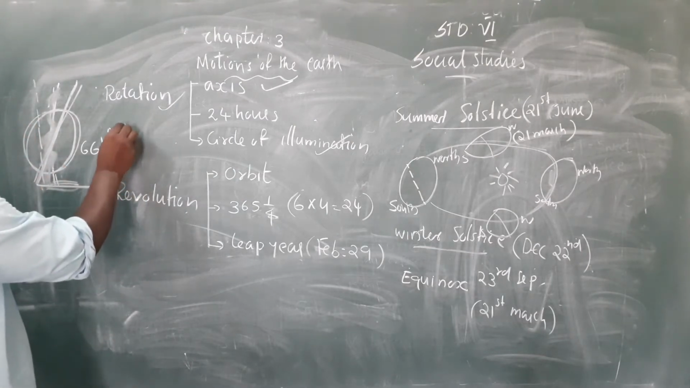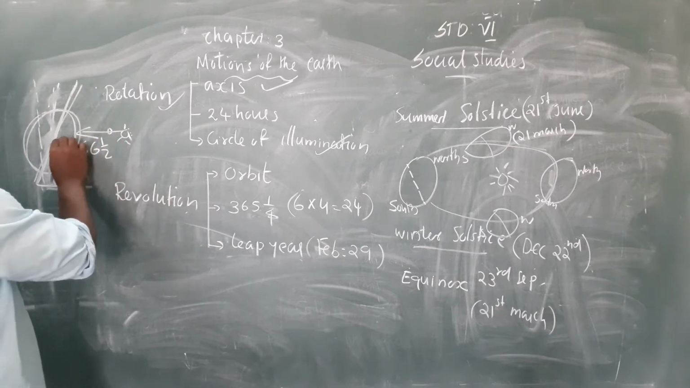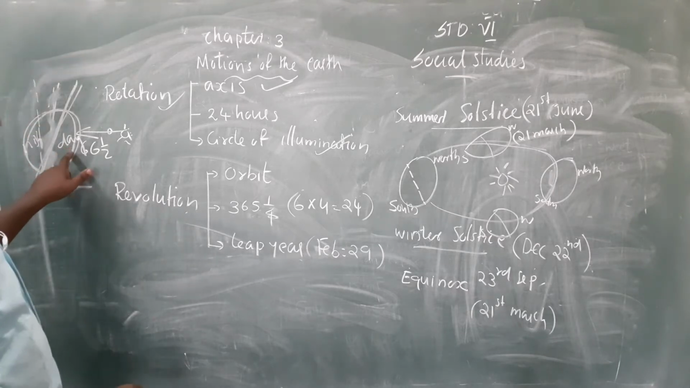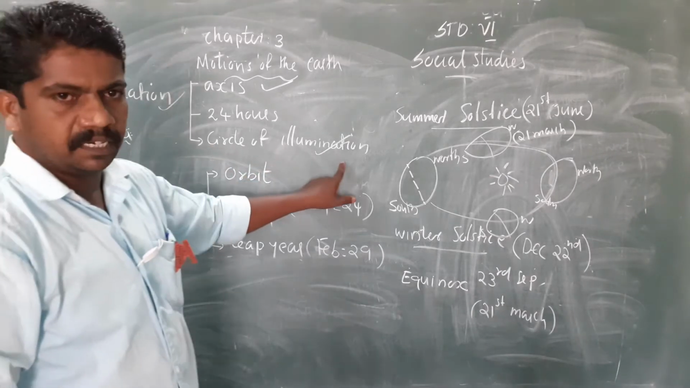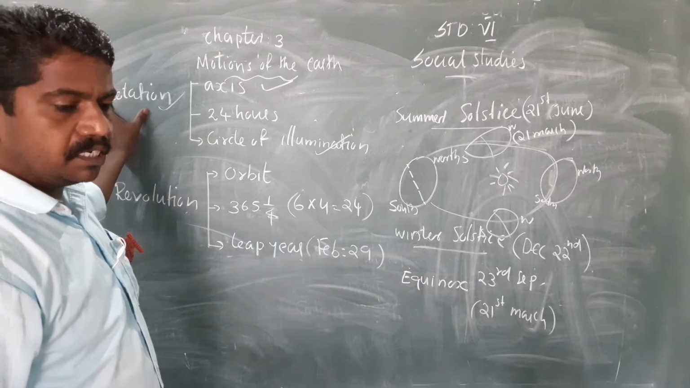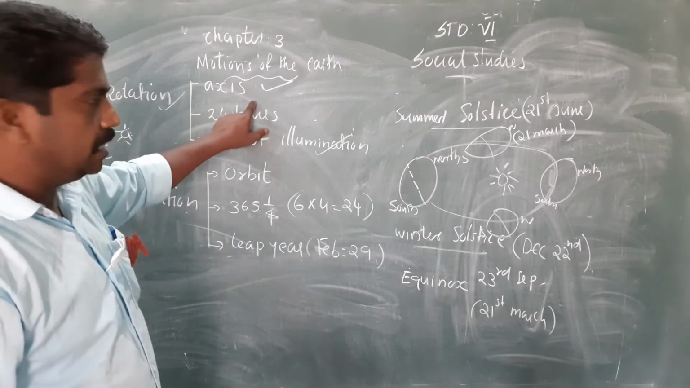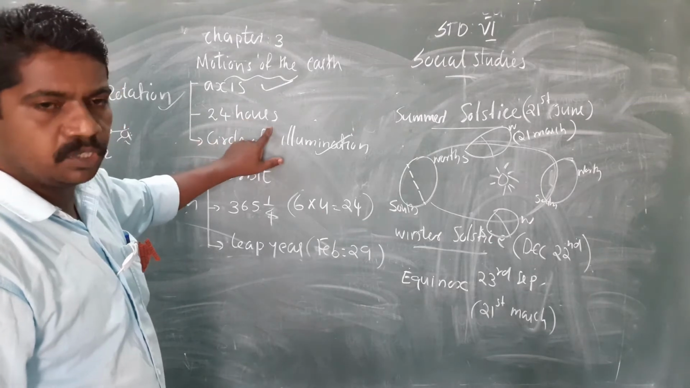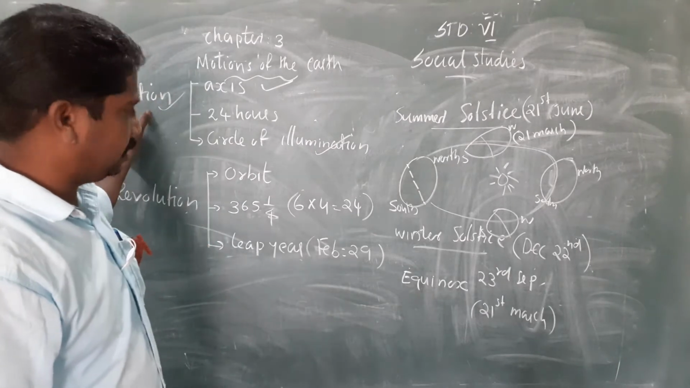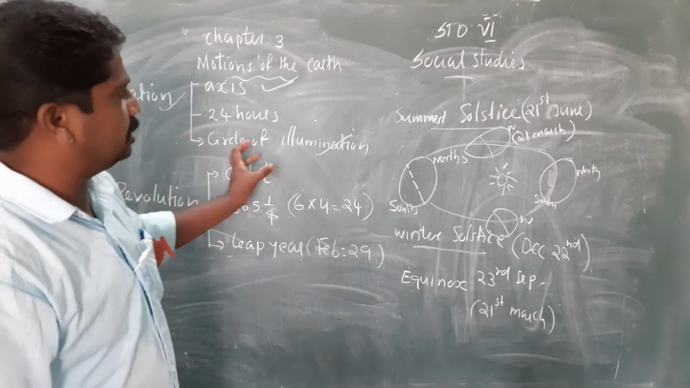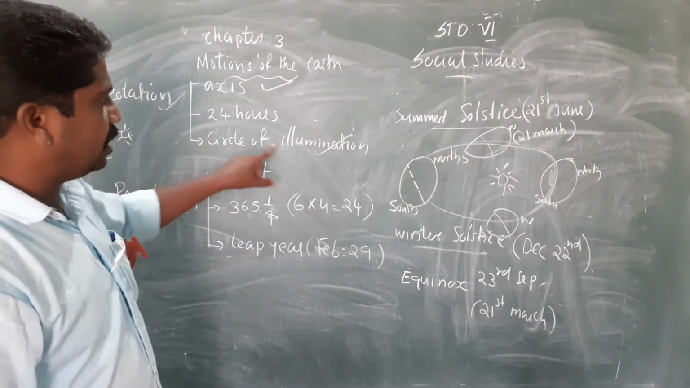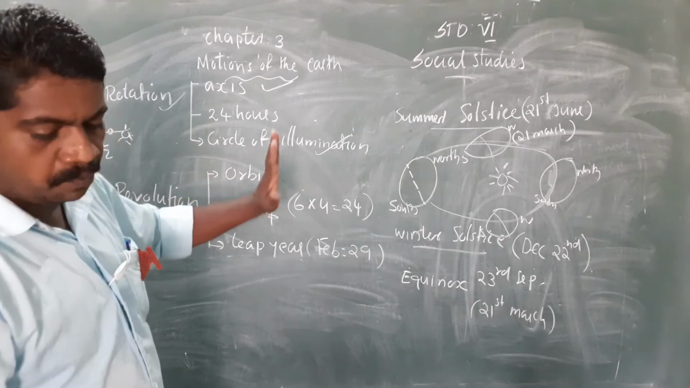When sunlight falls here, it will be day here and this will be night. This day area is called circle of illumination. So you understand one of the motions of the earth is rotation. Rotation of the earth is on its axis. Earth will take 24 hours to complete one rotation. Day and night occurs as a result of rotation. The part where there is light is called circle of illumination.